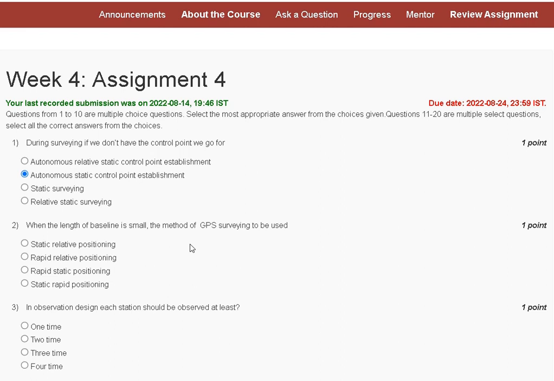The second question is, when the length of baseline is small, the method of GPS surveying to be used. The correct answer is option B, rapid relative positioning. The third question, in observation design, each station should be observed at least. The correct answer is option B, 2 times.